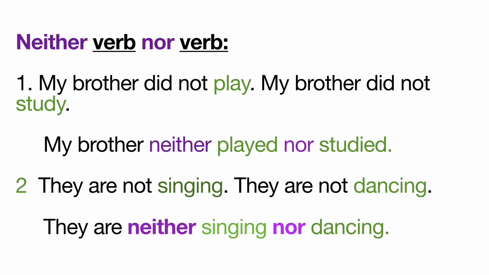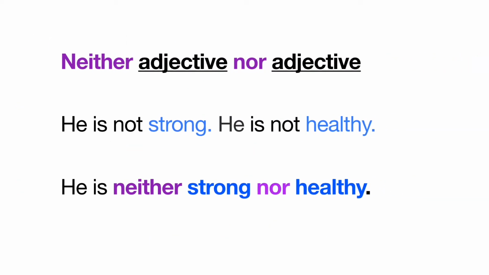Next example, they are not singing, they are not dancing. Again, verbs are different, singing and dancing. So the structure will be neither singing nor dancing. Complete sentence: they are neither singing nor dancing. Next is neither adjective nor adjective. See the example, he is not strong, he is not healthy. Both these adjectives, strong and healthy, are different. We'll put neither immediately before strong and nor before healthy. And then the complete sentence will be: he is neither strong nor healthy.